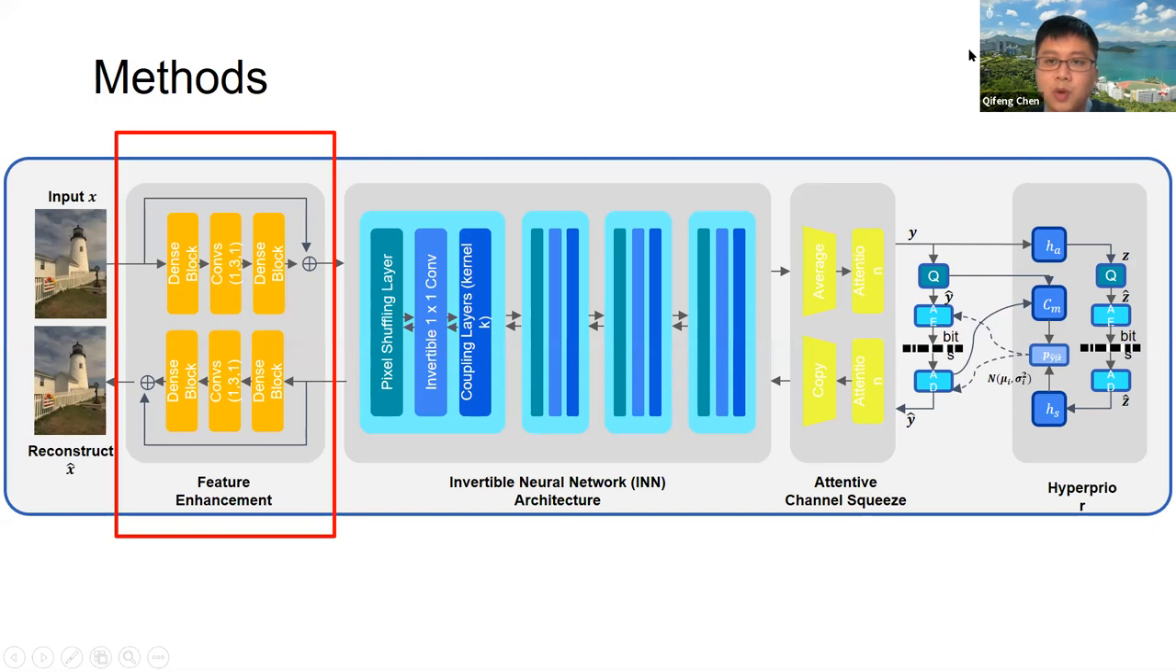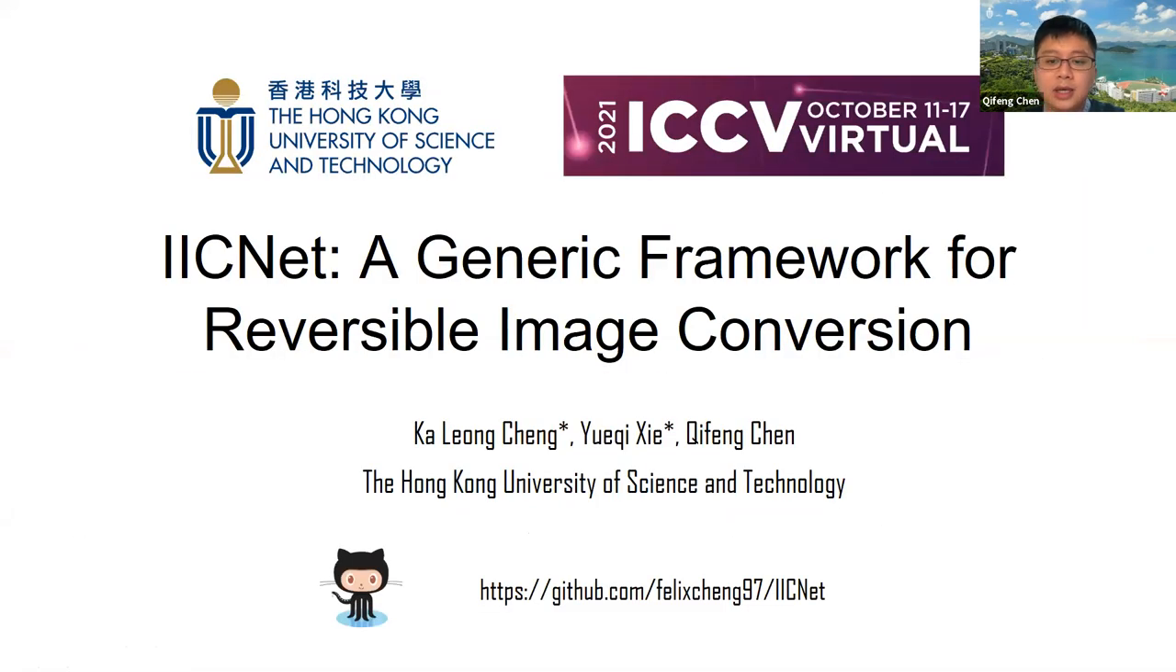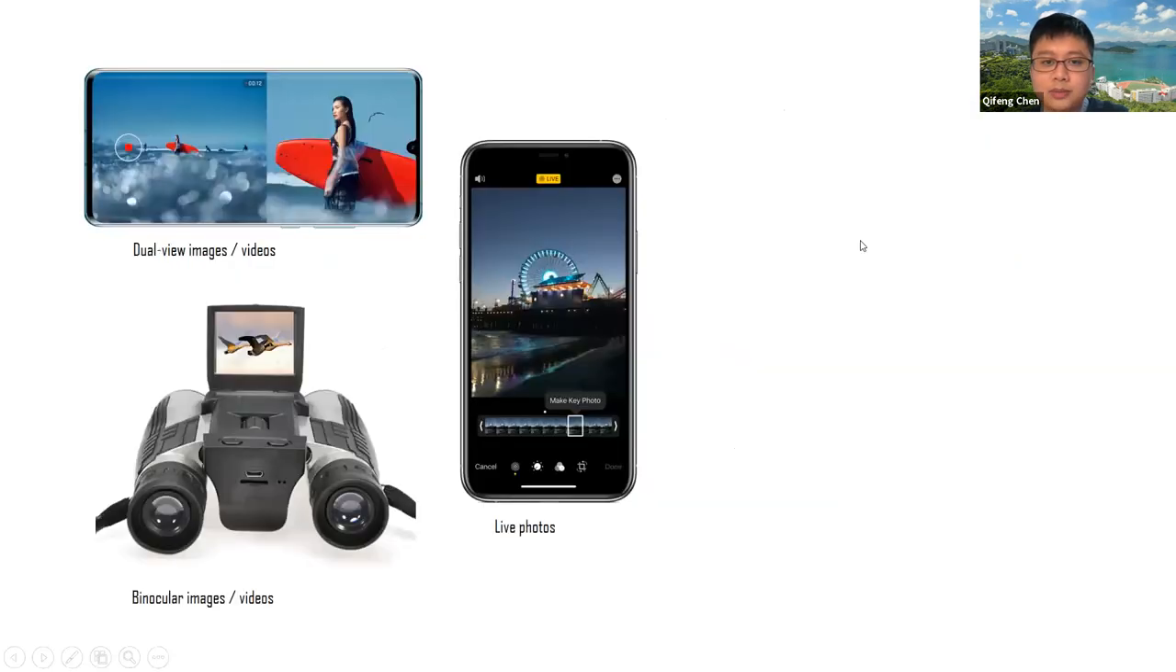Inherently we want to do both encoding and decoding. And then we further expand such an idea to some other task, which is a generic framework for reversible image conversion. So I will first introduce what a reversible image conversion is.